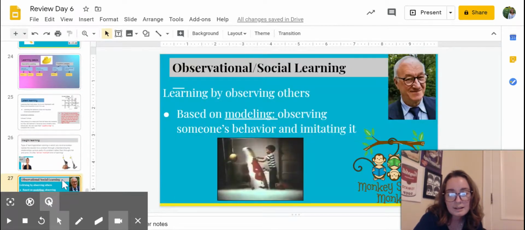Okay. And last but not least, my favorite guy is Albert Bandura. He's one of the most famous psychologists. He developed his observational or social learning theory. And this is just Bash and Bobo, right? You can remember Bandura, Bobo. Albert Bandura said that we learn by observing others. It's very much monkey see, monkey do. Humans are social creatures, and we're constantly watching people in our environment and taking it in.